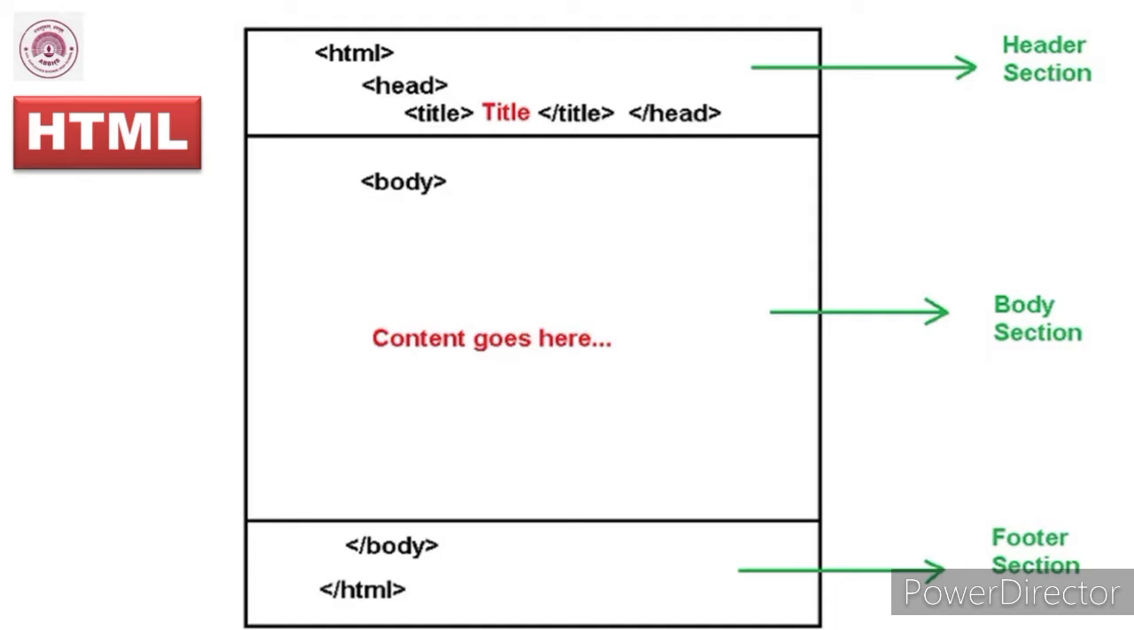Now the body. The body section contains the contents of the document you want to display on the web page. So here will be the body part, where you put the text or the contents to be displayed on the web page. While the third is the footer section, which closes the body and closes the HTML.